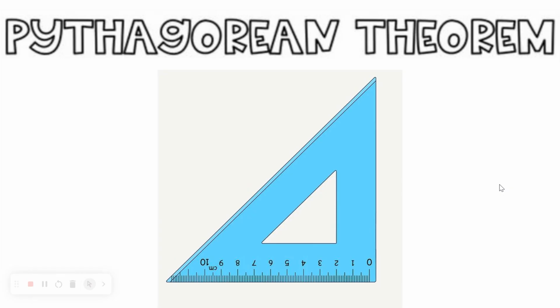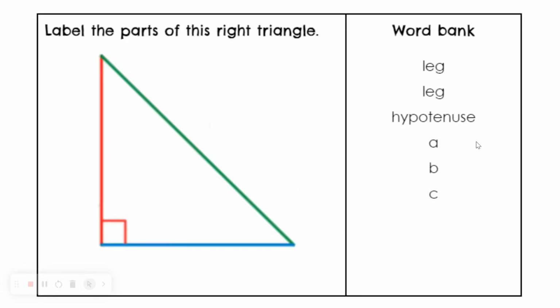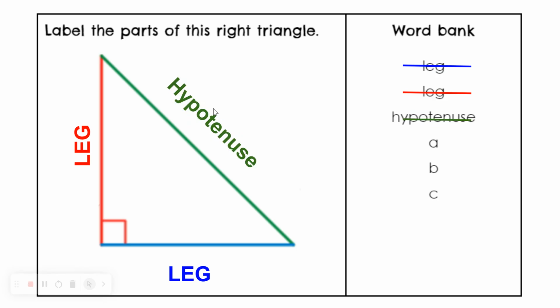So for the Pythagorean theorem, we're going to start by labeling the parts of a right triangle. These are words and labels that we'll be using throughout this lesson, and we want to make sure we know what each one is. Starting with the legs of a right triangle, the legs are the two sides that make up the 90-degree angle. So we have a leg down here at the bottom and a leg over on the side. This long diagonal line that does not make up a 90-degree angle, that is what we call a hypotenuse.